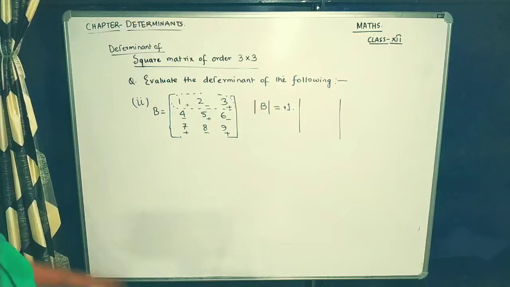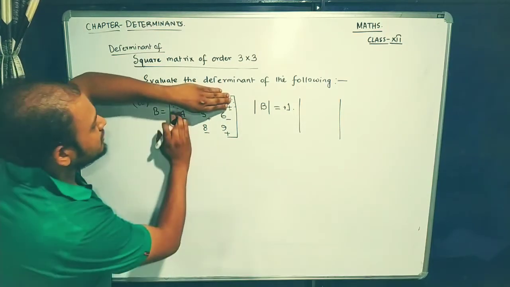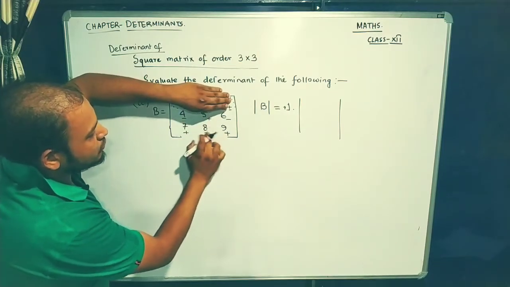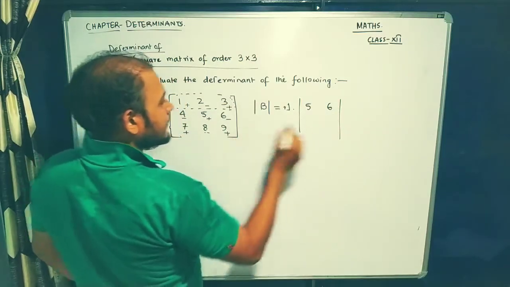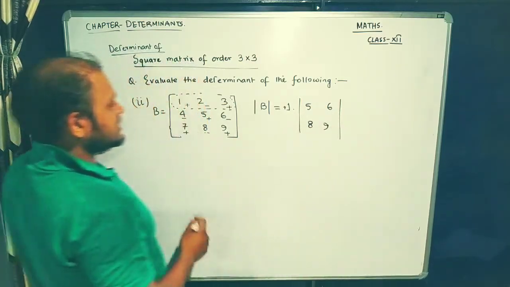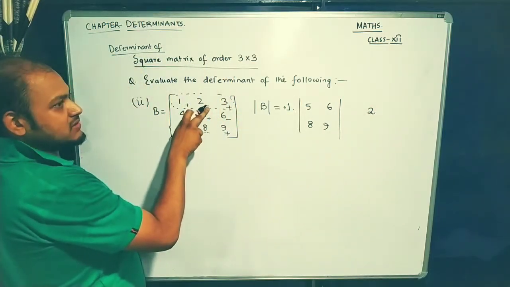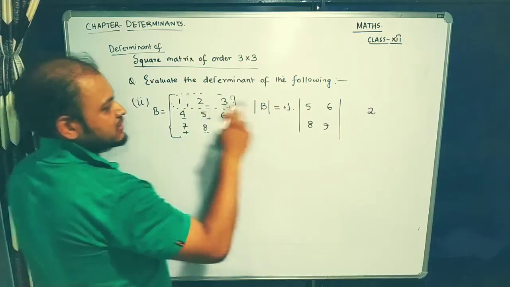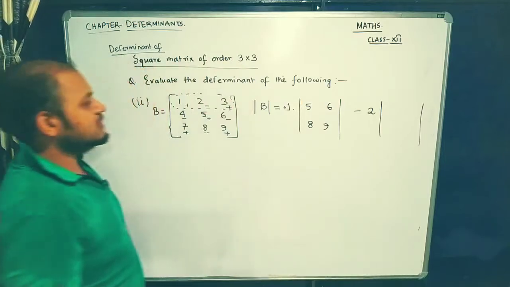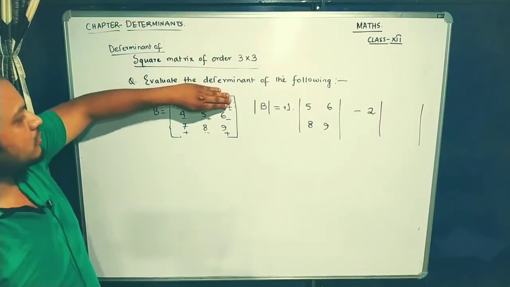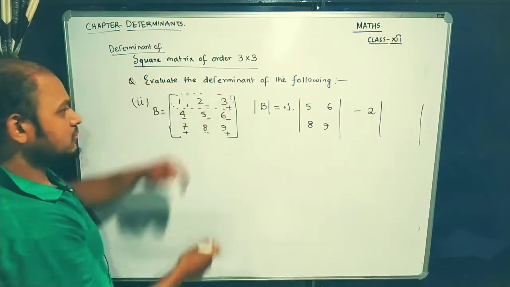Then hide the row and column. 1 belongs to the first row, first column. So hide the first row and first column. What do you see? Do you see these 4 numbers? Place them inside determinant: 5, 6, 8, 9. The next number is 2, and what is the sign? It is minus. See, plus minus. So place minus there. Then determinant, hide the row and column. 2 belongs to the first row and second column. Which numbers do you see now? Do you see these 4 numbers? Place them there.